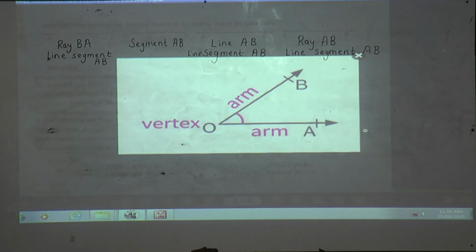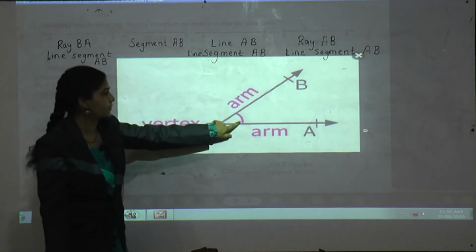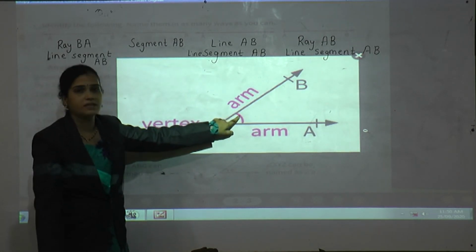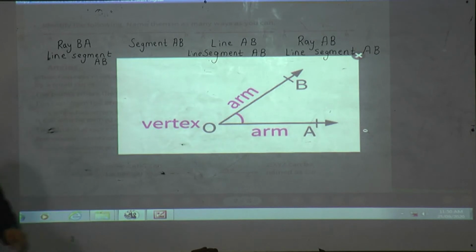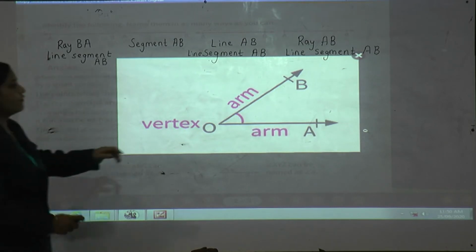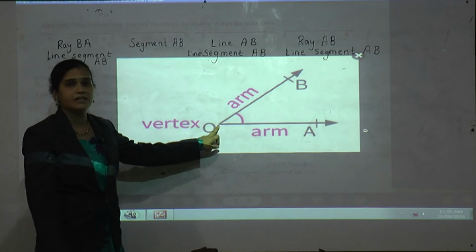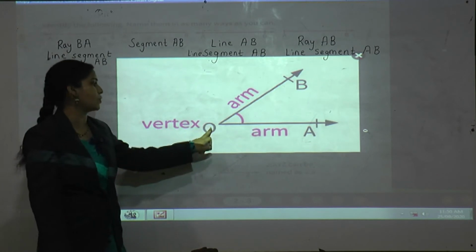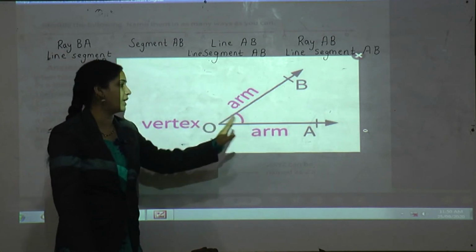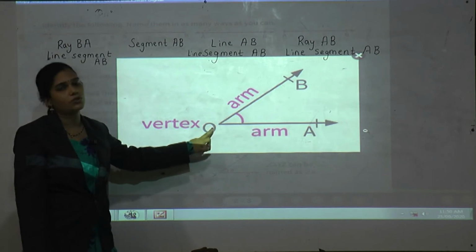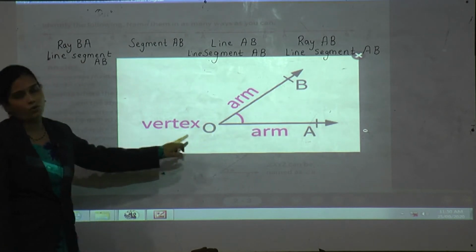So, it is marked by a small curve. See, here is one curve. Now, the point where two rays meet is called a vertex. Here is vertex O. Rays OB and OA are meeting at point O, so it is called vertex O.